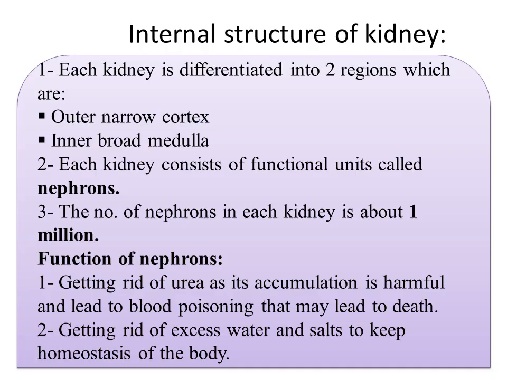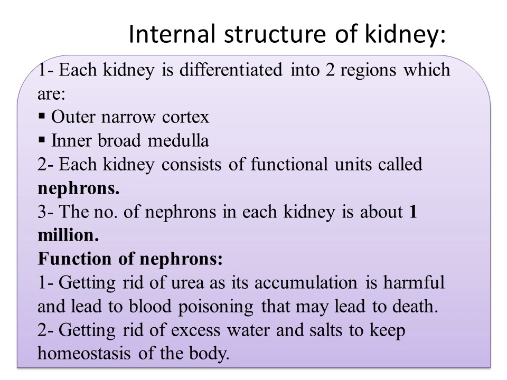About the internal structure of the kidney: each kidney is differentiated into two regions. The outer is narrow, which is called the cortex, and the inner is broad, which is called the medulla. Each kidney consists of functional units called nephrons, and the number of nephrons in each kidney is about 1 million.